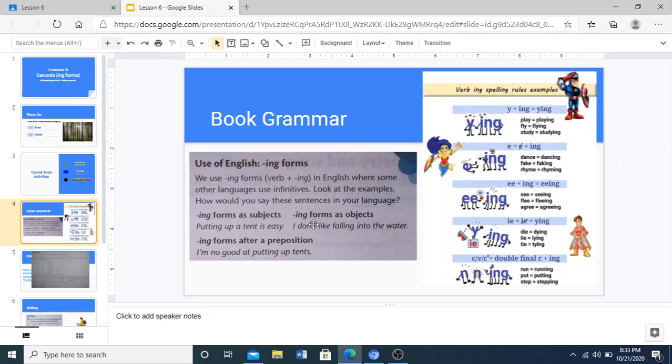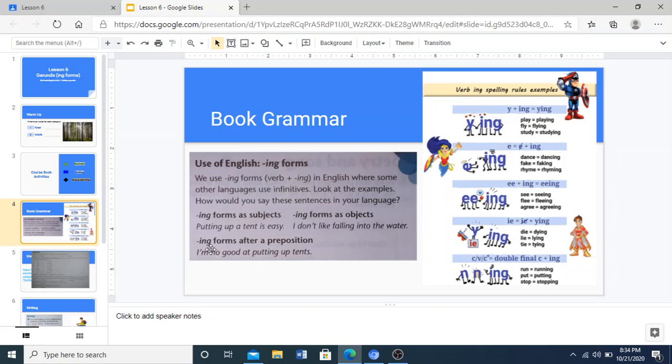Ing forms as object. The object is the second. Okay, anyways, we'll read and then I'll explain. I don't like falling into the water. So here, falling is an ing word and it serves as object. Okay? Here, it starts the sentence acting as a subject, and here it is in a sentence acting as object.